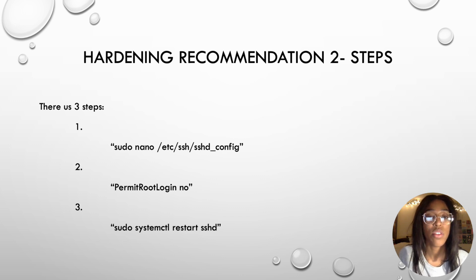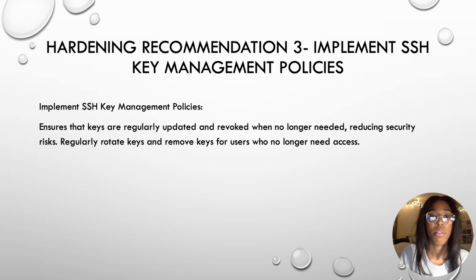You would first say sudo, go to /etc/ssh, wherever your file is located, and then you would set PermitRootLogin to no, and then you would say sudo systemctl restart, so you restart your server and SSHD as well, or SSH.